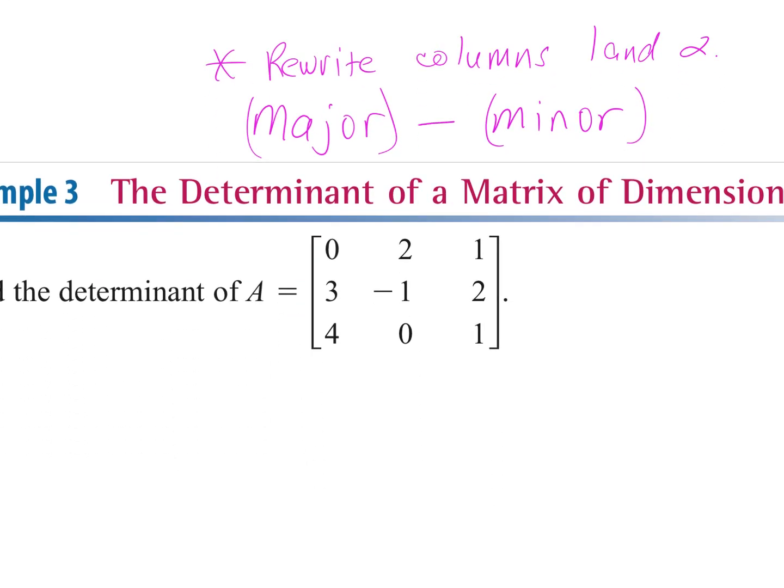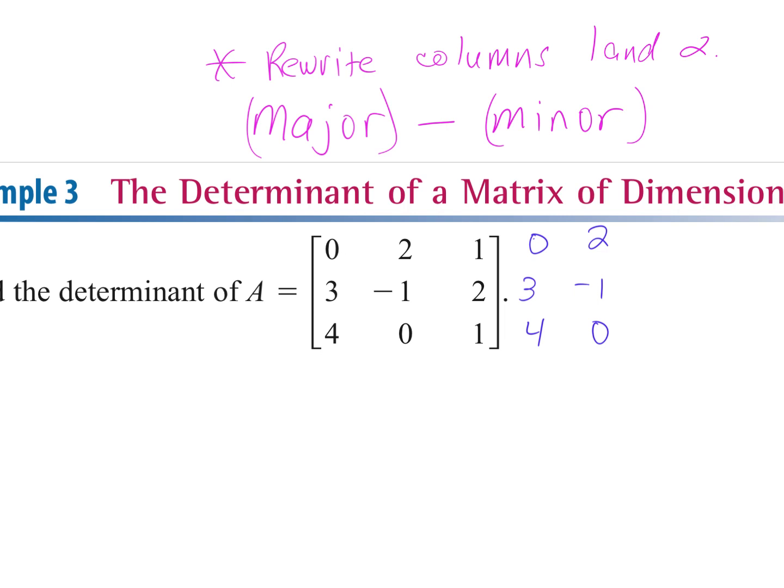So the first thing I have to do here is to rewrite the first 2 columns. So I'm going to rewrite 0, 3, 4 out here. And then I'm going to rewrite 2, -1, and 0. And the reason we do this, guys, when we had a 2 by 2, we just multiplied top left, bottom right, minus top right, bottom left. We're going to do the same thing here.